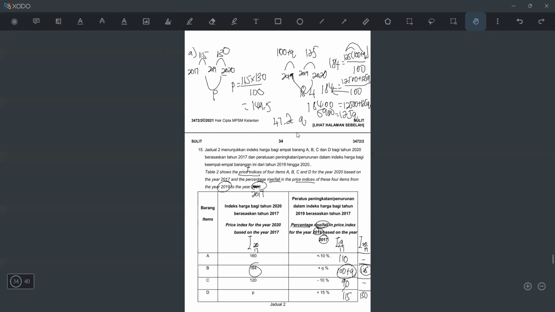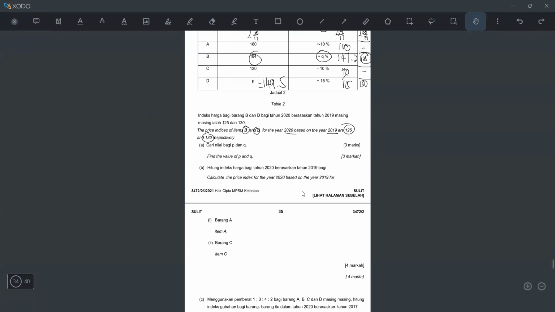Okay, let's continue. So for the P, I get 149.5 and I will update it. And then for Q, I get 47.2, but I will just erase the whole thing here and write 147. No, 147.2. Because it's 100 plus Q. Can I ask you, why the I is 147.2, but I write 47.2? Because the Q is the plus. You increase by how many percent? That is why plus 47.2%.